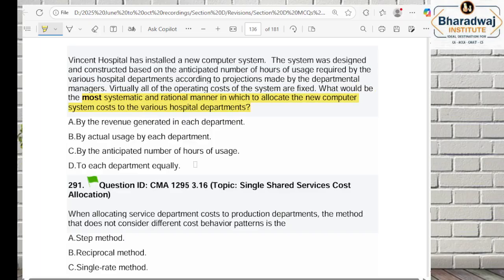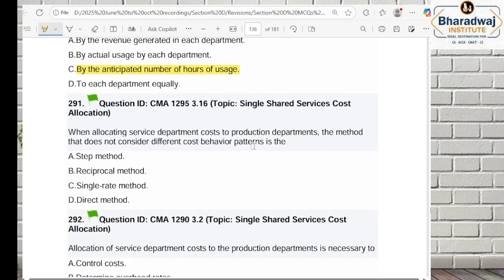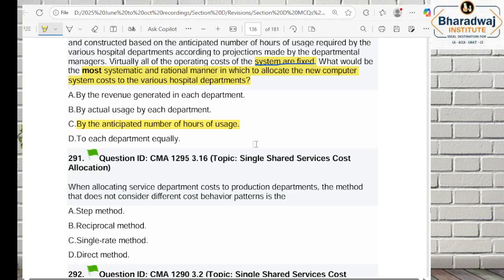Read the full question, then decide. Usage required by. They are fixed. Costs are fixed, so if costs are fixed, it is better to go with budgeted capacity. Budgeted capacity is the anticipated number of hours of usage.